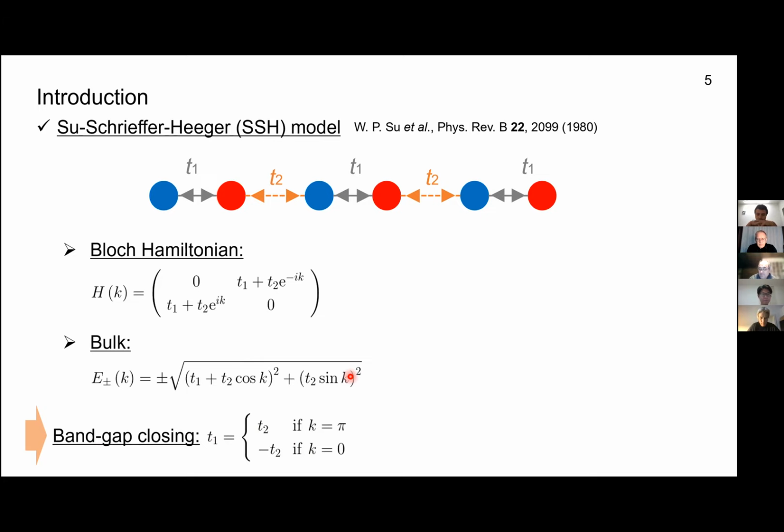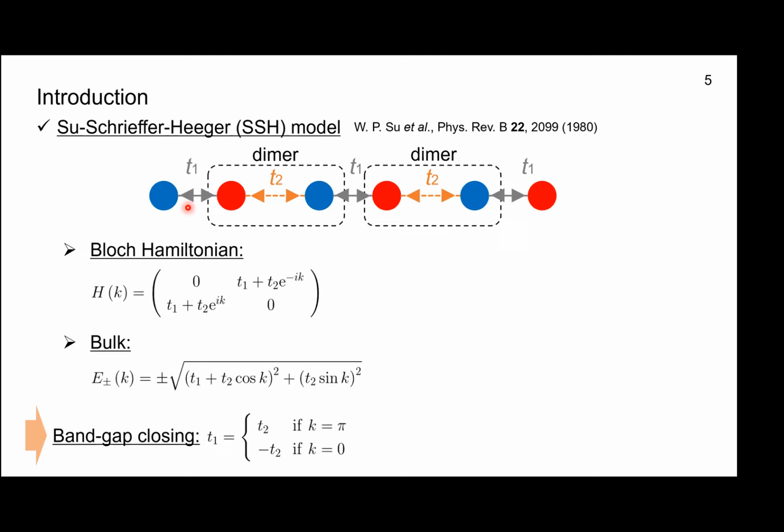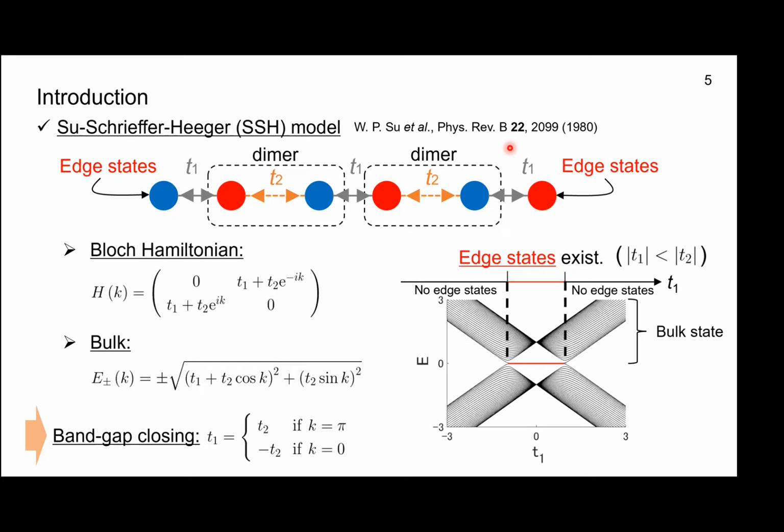Importantly, when T2 is larger than T1, the red sublattices and blue sublattices form dimers as shown here. These blue and red sublattices are isolated, and at these sublattices, the edge states appear in this system. In fact, when the absolute value of T1 is less than the absolute value of T2, the edge states appear. Because this system has the sublattice symmetry, the edge states appear around zero energy.